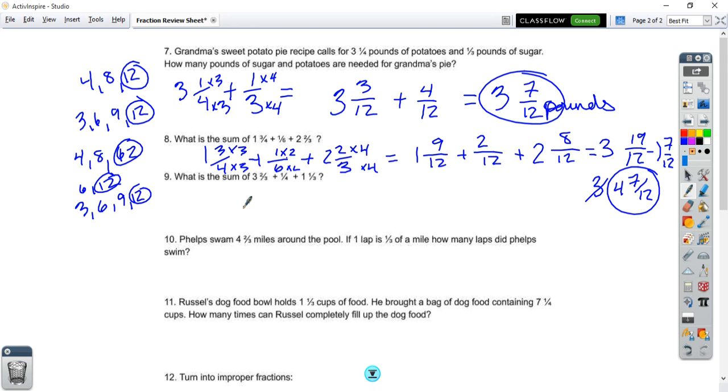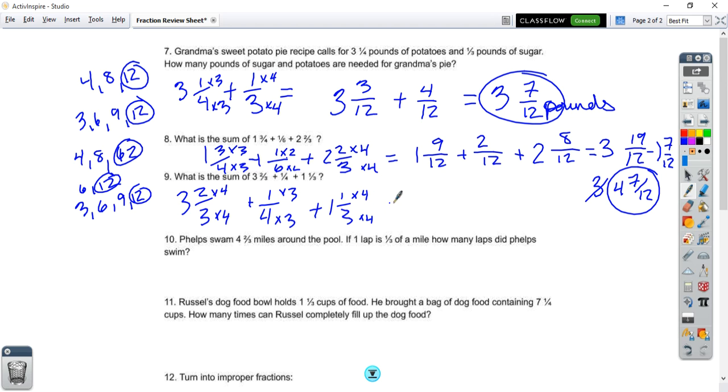Next one, what's the sum of 3 2/3 plus a fourth plus a third? Again, we've already done this and found that it's 12, my denominator. So I've got 3 2/3. The thirds did 1, 2, 3, 4, so this is times 4, times 4. And then I have plus 1/4. The fourths we do times 3, times 3, times 3, plus 1/3. The thirds we did times 4, times 4.